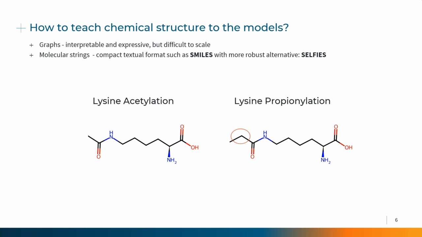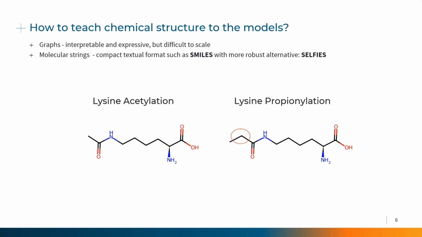Graphs are very interpretable and expressive because the concept itself is already very similar to how chemical structures are built. However, if we have a peptide with a lot of amino acids, we might get a very large molecule in training or in inference, and it can be difficult to scale. On the other hand, we have molecular strings that are compact textual representations of chemical structures, and you might all be familiar with such a format called SMILES.